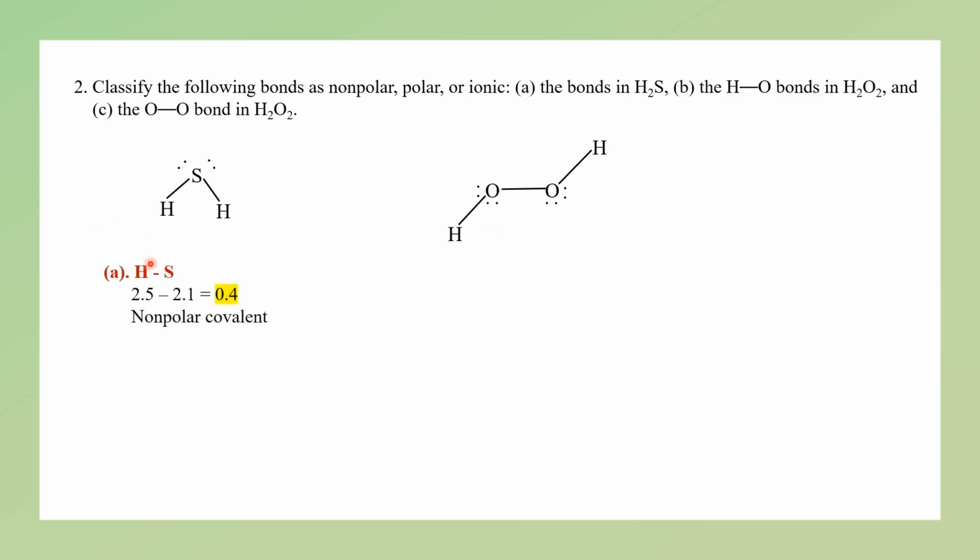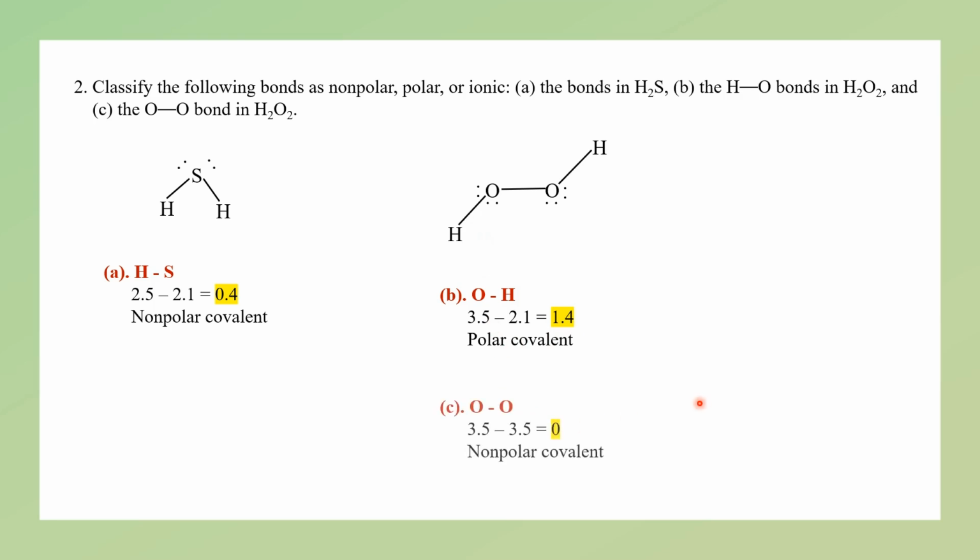Now, the HS bond electronegativity difference is 0.4, less than 0.5, so this is non-polar covalent. And in H2O2, the OH bond difference is 3.5 minus 2.1, this is 1.4, a polar covalent bond. OH bonds are polar covalent.